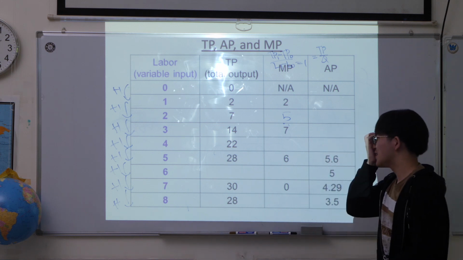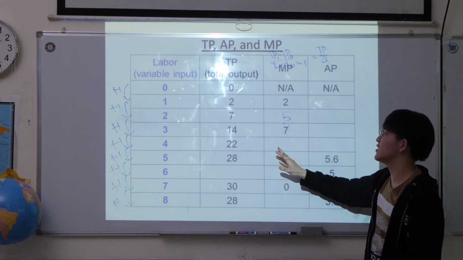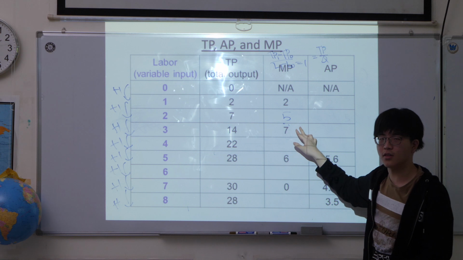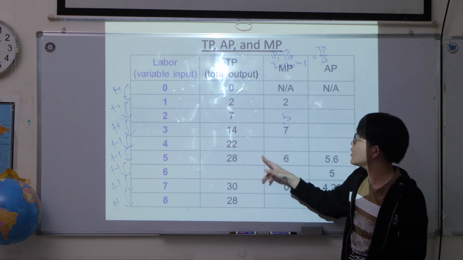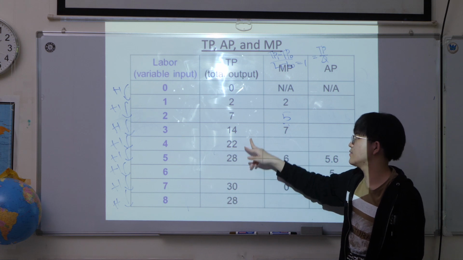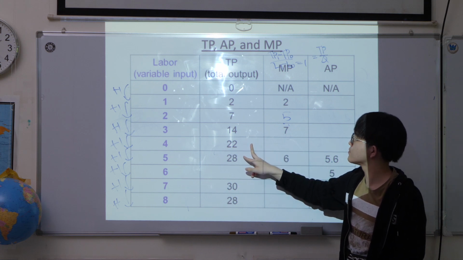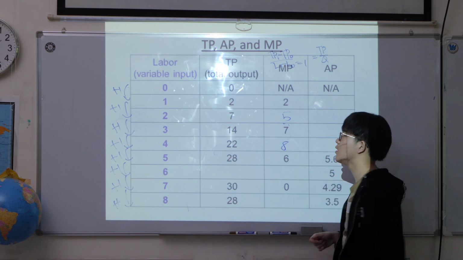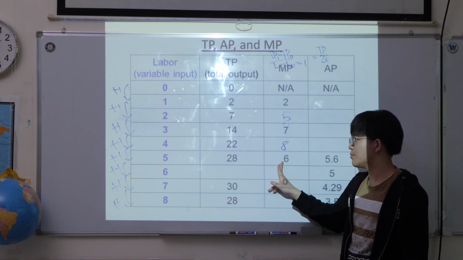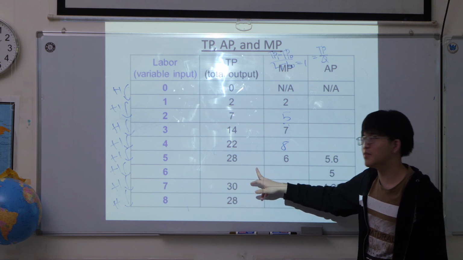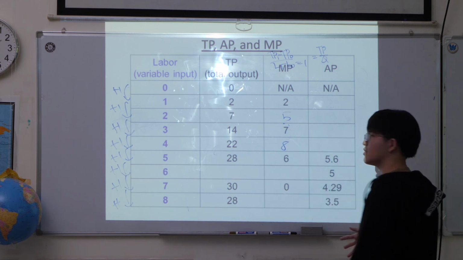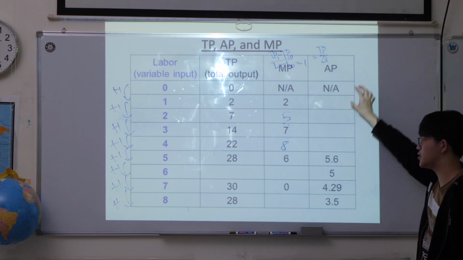Okay, so the next one, if we find out the marginal product of the third labor, the change is 7, right? And for the fourth labor, we have the change of 8. And here, 6. But now we have a problem. We don't have the total product of labor. But how do we find this out? It is not really hard because we know average product.